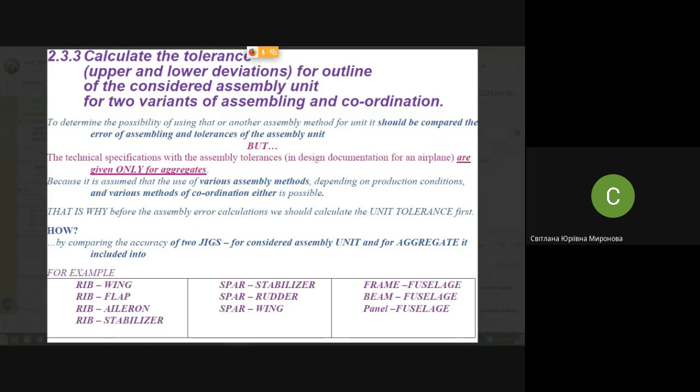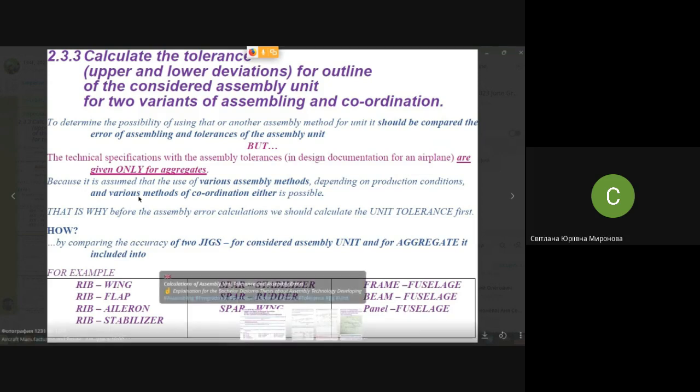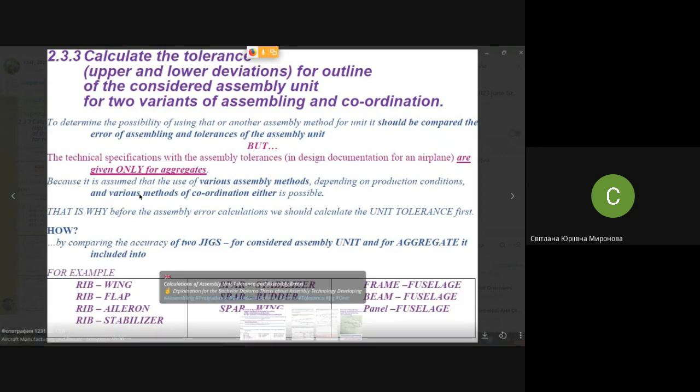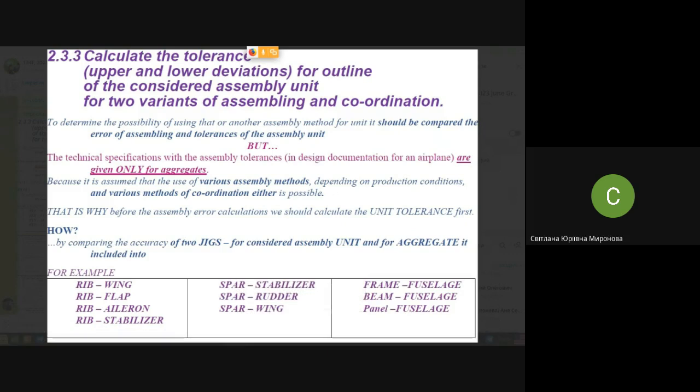One of your tasks in bachelor work, you see item 233 about assembling, is to calculate tolerances and to calculate accuracies. These two calculations are so similar, so close, that students may even be misled. What does it mean? What is the difference at all? Above all, I forgot to open one more file previously. Remind you, it's already written in front of you: technical specification with assembly tolerances in design documentation, in the design project. It's given only for aggregates.